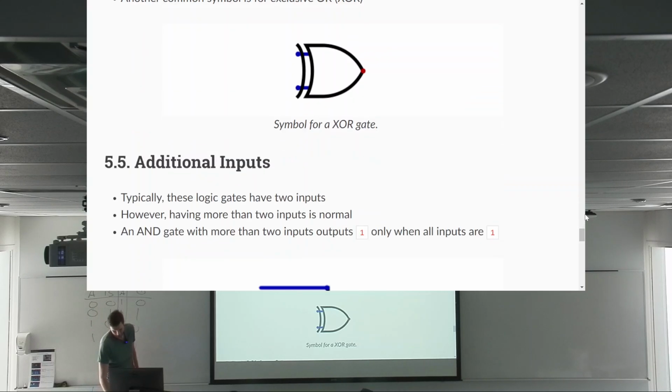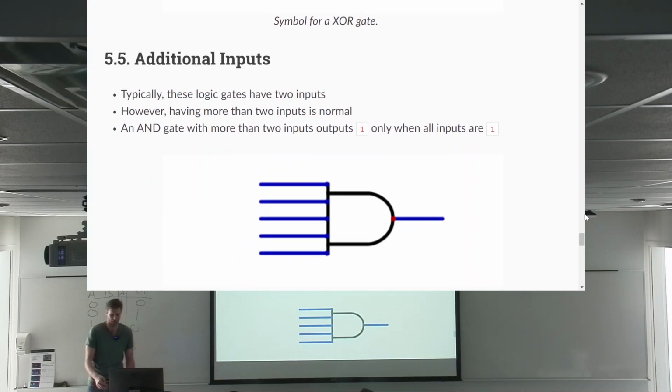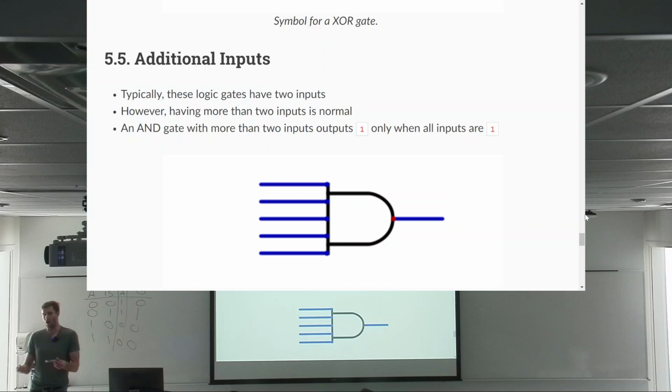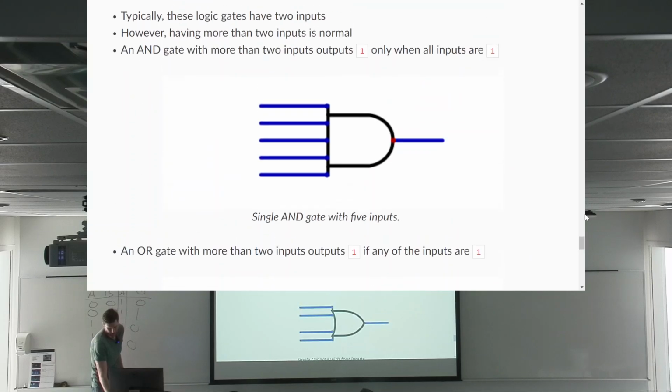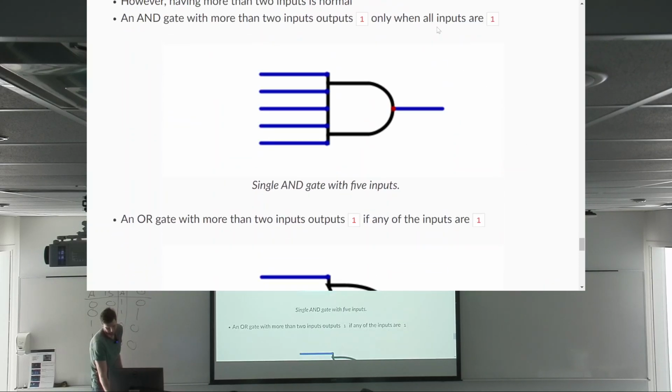All right, additional inputs. These logic gates traditionally have 2 inputs, but it's common to want to have several inputs, okay? So here's an example AND with 5 inputs. Now, what does this mean? This really is shorthand for a series of AND gates put together.